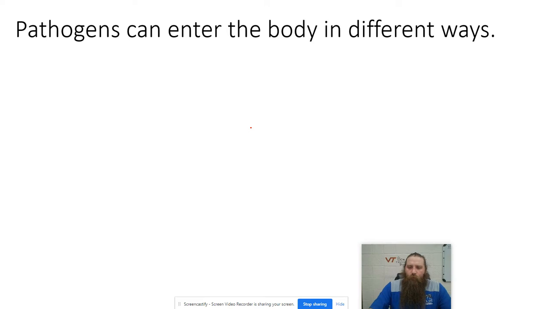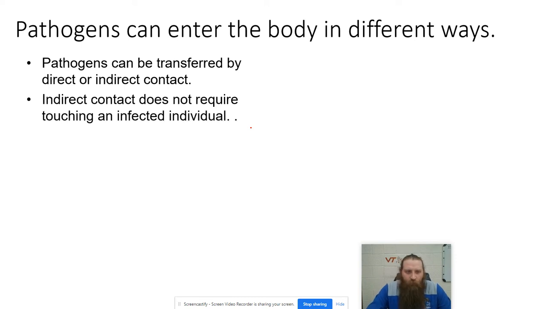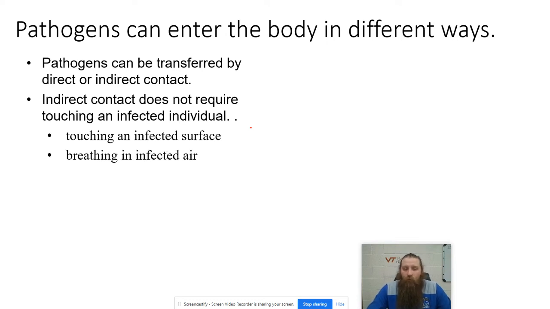There are a lot of different ways that a pathogen can get into your body. So they can be transferred by what we call direct or indirect contact. So indirect contact does not require touching an individual. This could be touching an infected surface. It could also be breathing in air that has respiratory droplets in it that have the pathogen present.